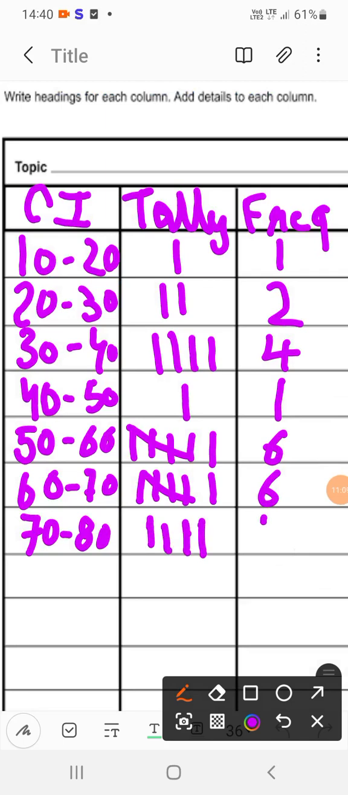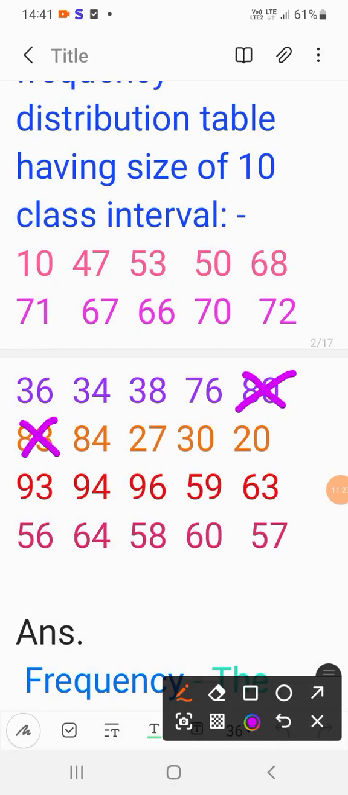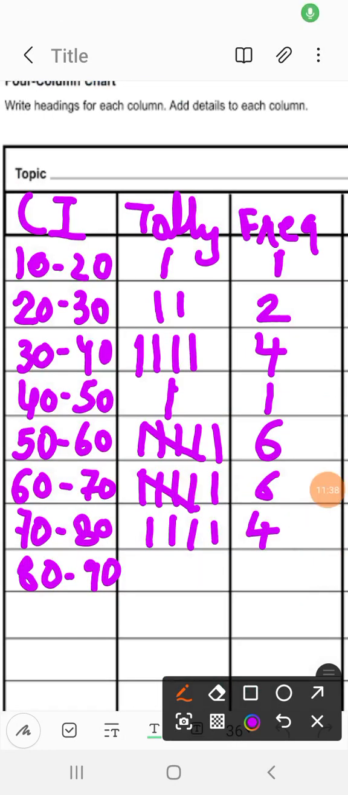Now we have to find for the class interval of 80 to 90. So between 80 to 90, we have this 1, 2, 3, and in the rest we don't have any. So the tally would be 3, and the frequency would also be 3. So for the 80 to 90 class interval, we have tally as 3, and the frequency would also be 3.